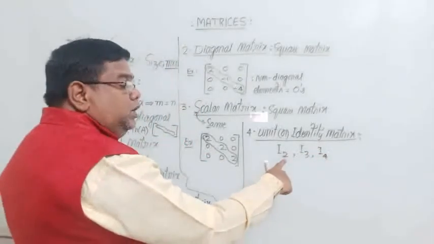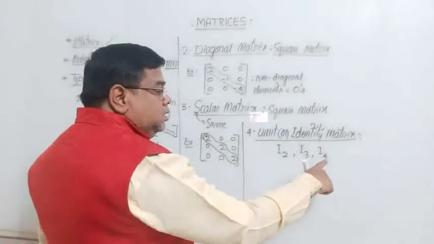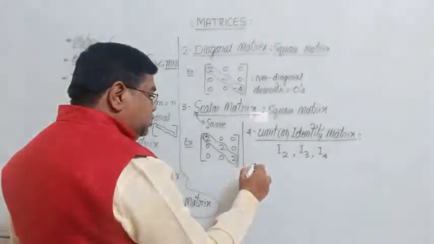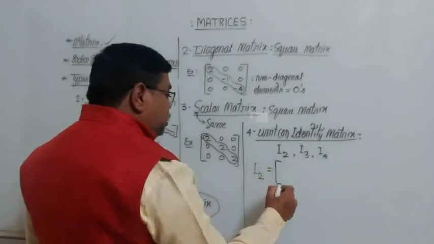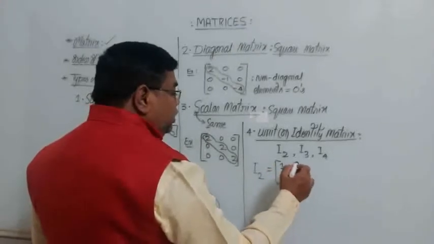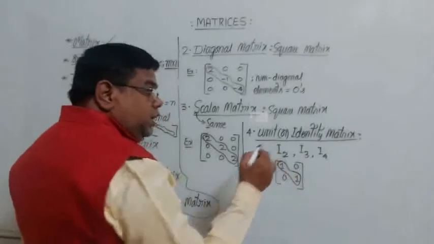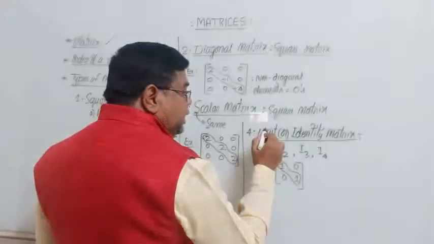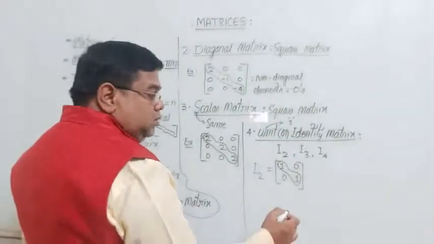I2 means the order is 2 by 2. Here the order is 3 by 3, and here 4 by 4. Suppose see here, what is I2? It is 1 0, 0 1. Now here the principal diagonal elements are only 1. Unit or identity means 1, only 1.